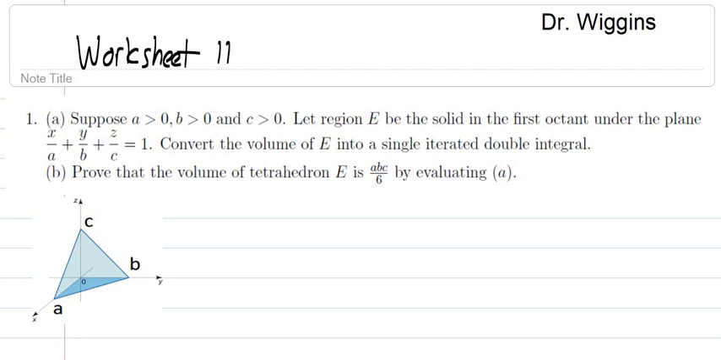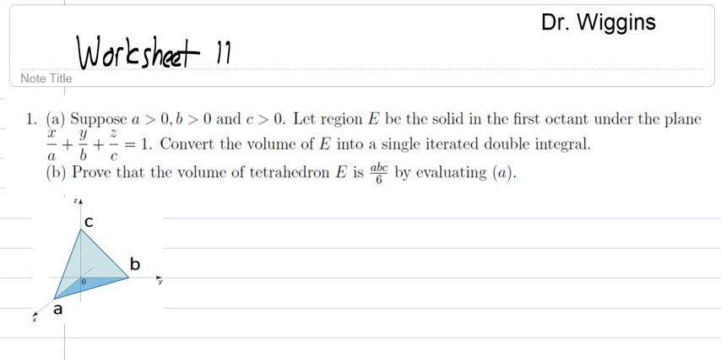Now, a, b, and c are positive real numbers. Region E is a solid in the first octant under the plane x over a plus y over b plus z over c equals 1. And the job is to convert the volume of E into a single iterated double integral. And then part b is to calculate the volume of E.